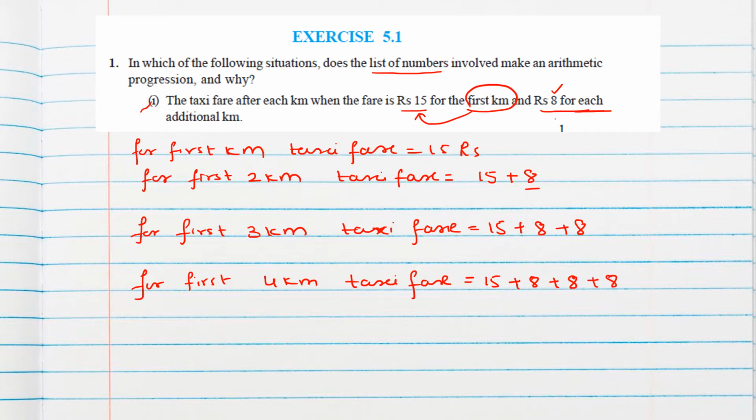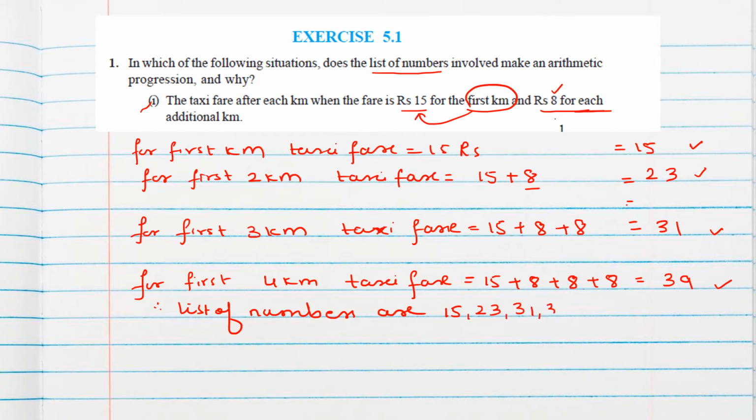Okay, so see this is 15, first term, we can say this one is 23 and this one is 31 and this one is 39. So these are the numbers involved. What is the question? Does the list of numbers involved make an arithmetic progression? Now we will check whether they make the arithmetic progression or not. So we can write here, therefore the list of numbers are 15, 23, 31, 39 and so on.